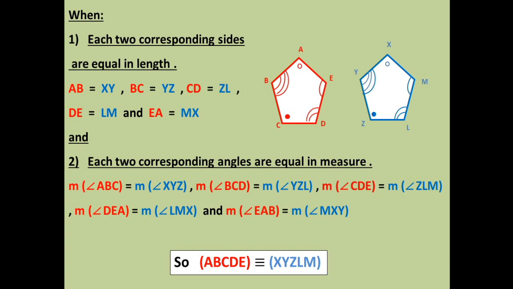When each two corresponding sides are equal in length, like AB equal XY, BC equal YZ, CD equal ZL, DE equal LM, and EA equal MX, and each two corresponding angles are equal in measure, like the measure of angle ABC equal the measure of angle XYZ, then the polygon ABCDE is congruent to the polygon XYZLM.